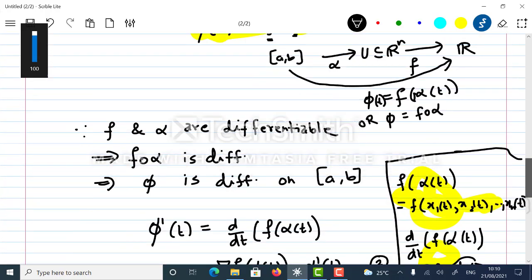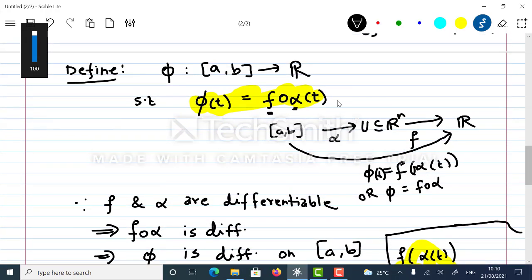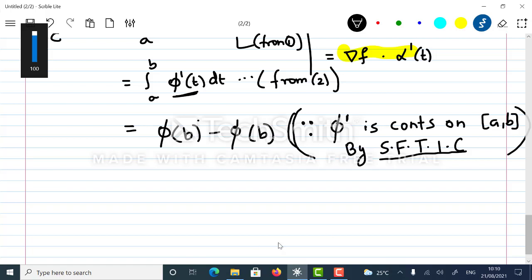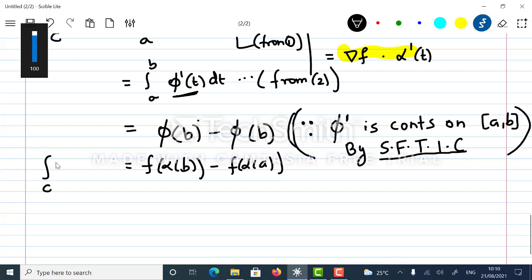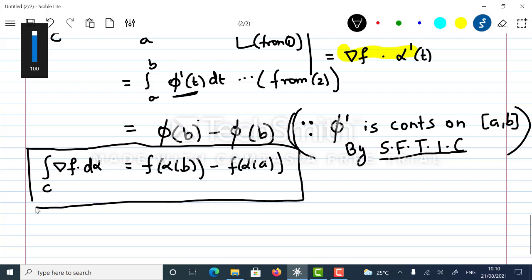But what is phi of b? I already know what phi of t is. Phi of t is basically f of alpha t. So phi of b is f of alpha b and phi of a is f of alpha a. So this is the same as f of alpha b minus f of alpha a. And it is what we need to prove, because it is mentioned to show that the line integral over C of gradient of f is f of alpha b minus f of alpha a. This was case 1.